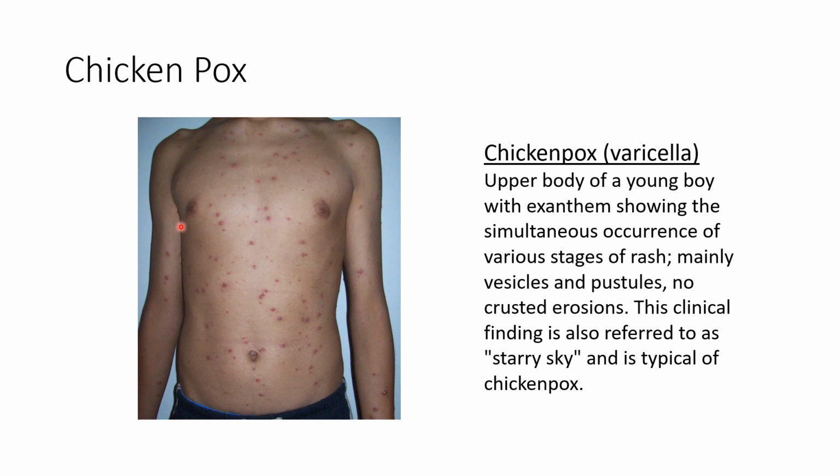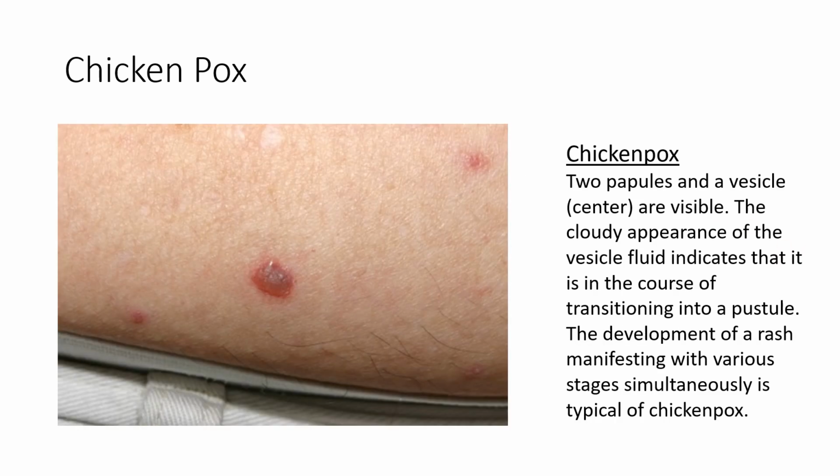Upper body of a young boy with exanthem showing the simultaneous occurrence of various stages of rash, mainly vesicles and pustules, no crusted erosions. This clinical finding is also referred to as starry sky and is typical of chickenpox. Two papules and a vesicle are visible. The cloudy appearance of the vesicle fluid indicates that it is in the course of transitioning into a pustule. The development of a rash manifesting with various stages simultaneously is typical of chickenpox.